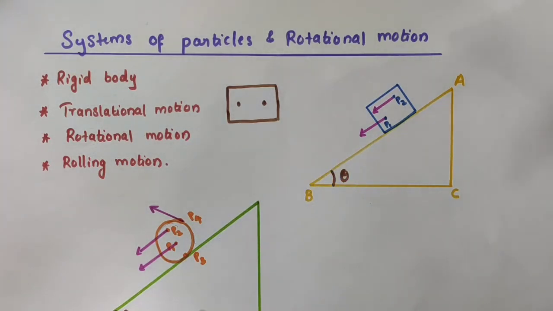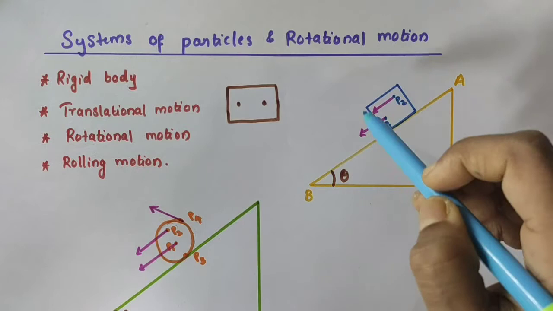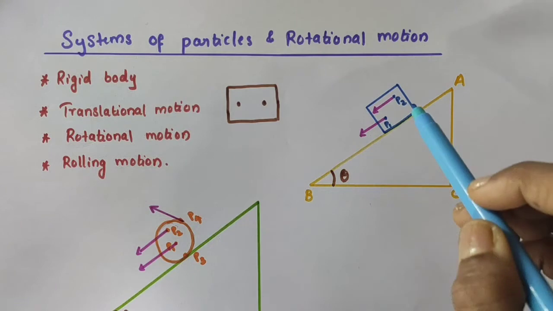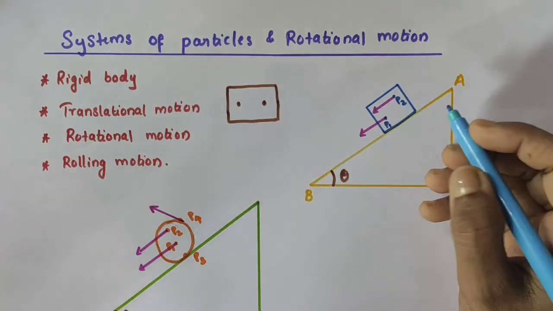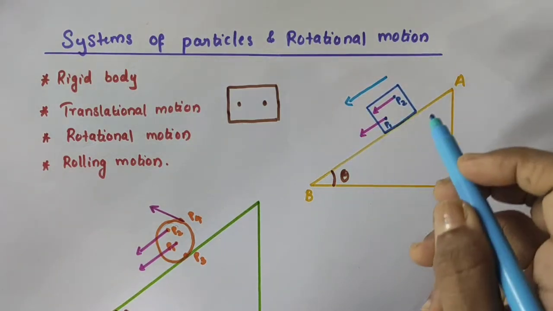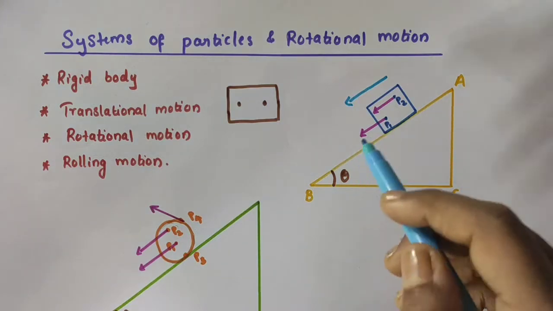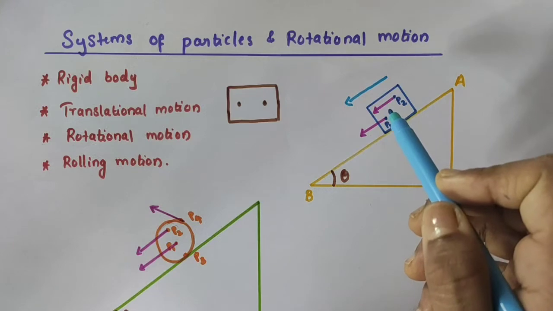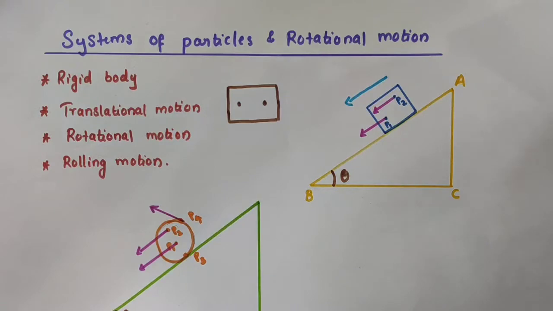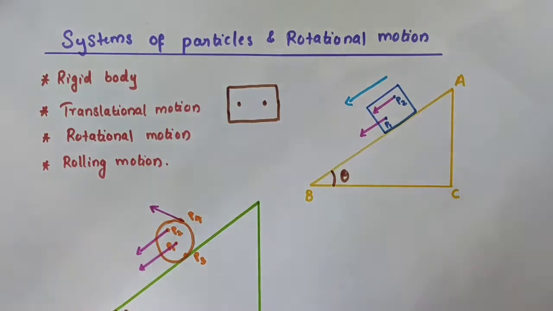Let us see that. Let us consider the motion of a rigid body. Here, the rigid body is this rectangular block. It is kept on an inclined plane, and imagine that this block is sliding down the inclined plane shown here without any sidewise movement. That is, the block has only sliding motion or translational motion. It doesn't have any sidewise movement.